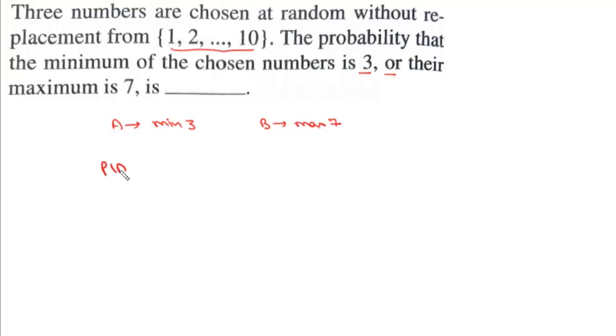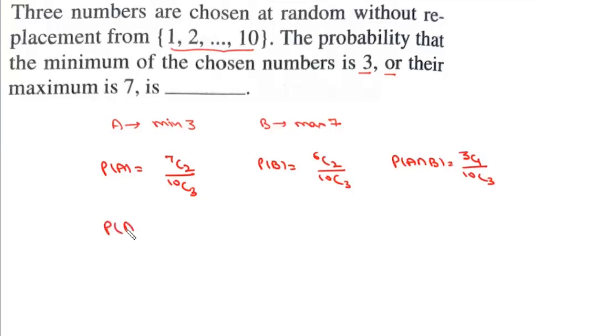Now probability of A, when minimum is 3. So we have one number which is 3, and then we need to choose two numbers which are greater than 3, which can be done in 7C2 ways. So it will be 7C2 upon 10C3. Now probability of B, maximum is 7. So we need to choose 2 from 1 to 6. So it will be 6C2 upon 10C3, and then probability of A intersection B, where we have minimum as 3 and maximum as 7. So in that case, we need to choose 1 from 3. So it will be 3C1 upon 10C3.